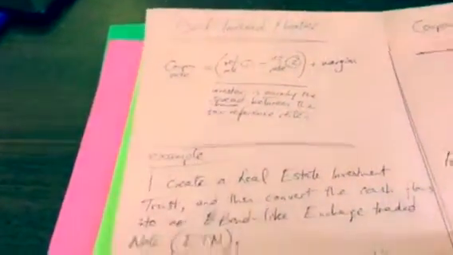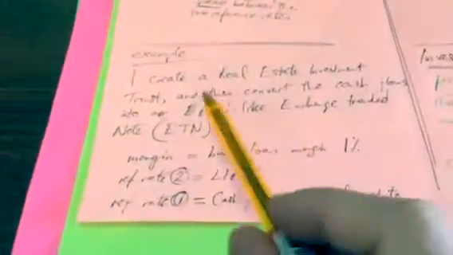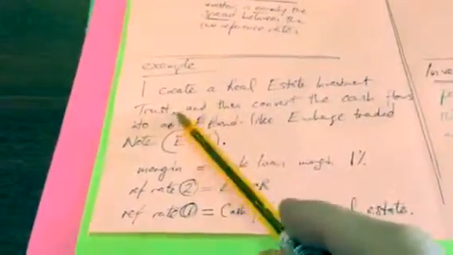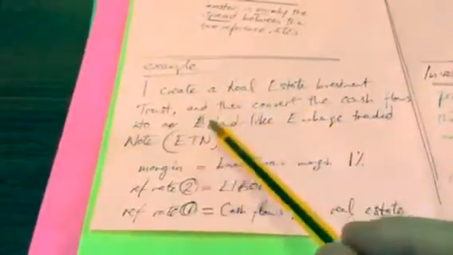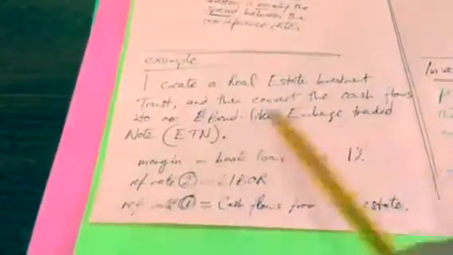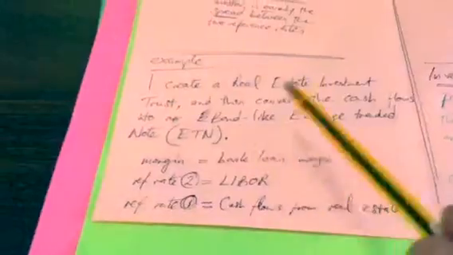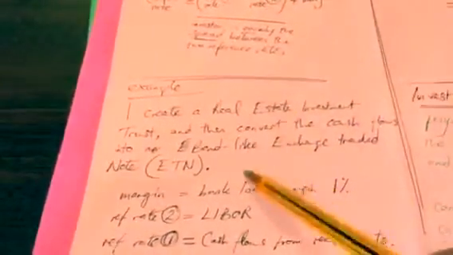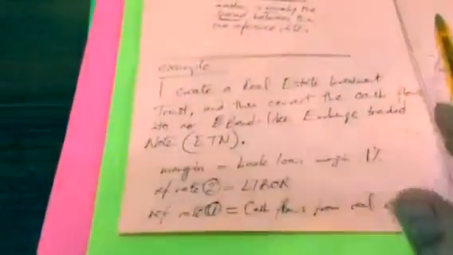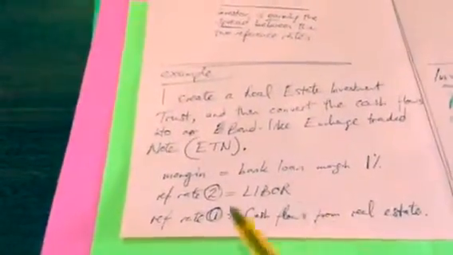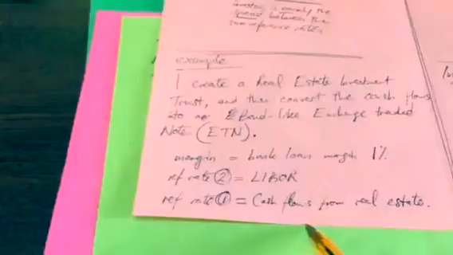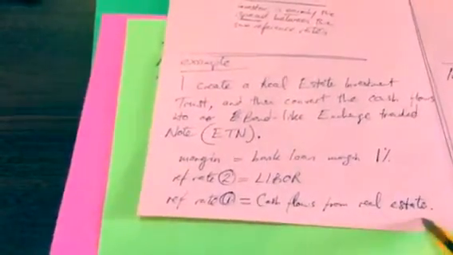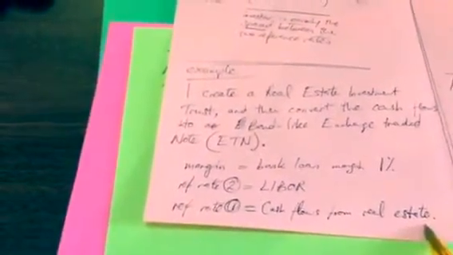Okay, so I've made a kind of example here. If I were to create a real estate investment trust and then convert the cash flows of this trust into a bond-like exchange traded note, an ETN, then I would have a packaged ETN note with the following cash flow components. First of all, if I start at the bottom here, the income, or reference rate 1 for the investor, would be the cash flows from the real estate, the underlying real estate itself.